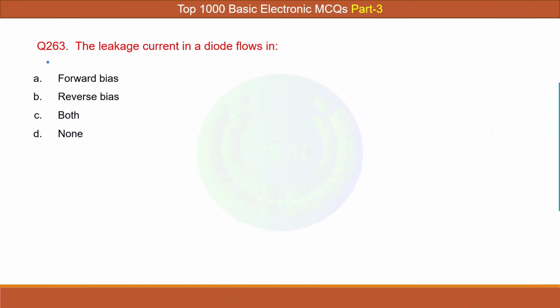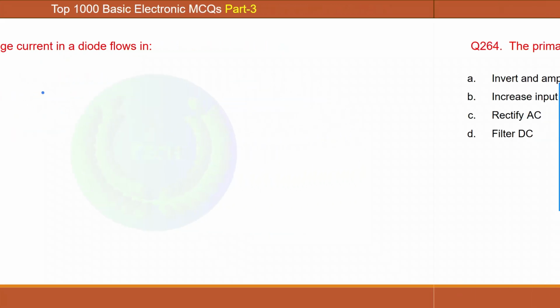Next question, question number 263. The leakage current in a diode flows in option A, forward bias, option B, reverse bias, option C, both A and B, option D, none of the above. The answer is option B, reverse bias.